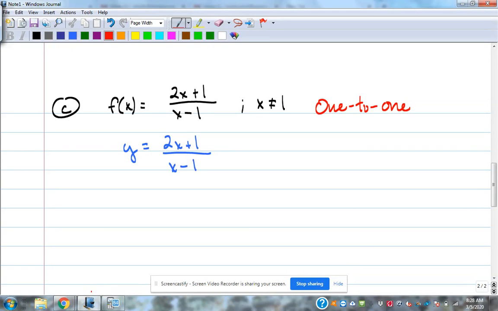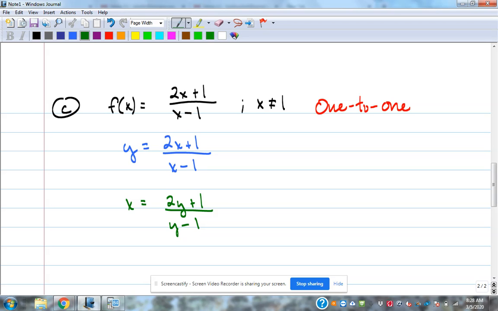All right, so swap x and y in the problem. So we're going to have x equals 2y plus 1 over y minus 1. So everywhere there was an x on the other side, I put a y, and everywhere there was a y, I put an x. And we got to get y by itself again. Uh-oh. There's more than one y in there. That means I got to get them together at some point here.